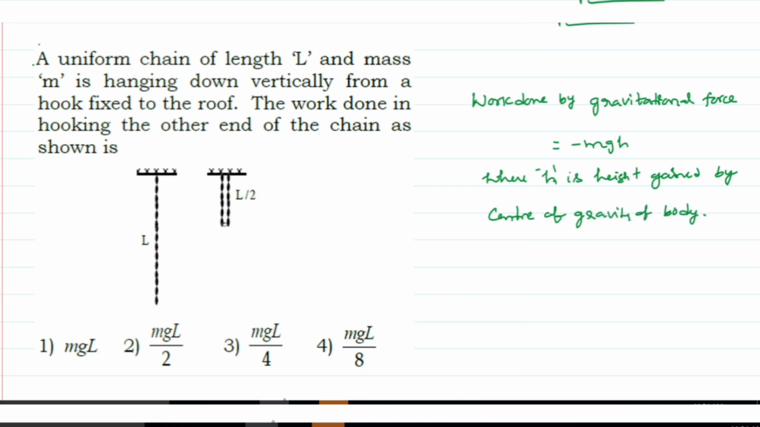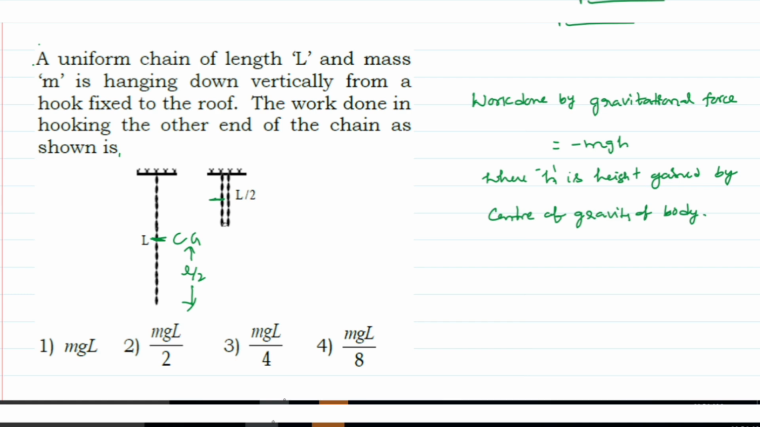For any uniform body, the center of gravity can be taken here. Initially, the center of gravity lies at a distance of L by 2. Now, by doing some work, we hook the other end of the chain at the right, as shown in the figure. When we hook this end, the center of gravity shifts, exactly by half.